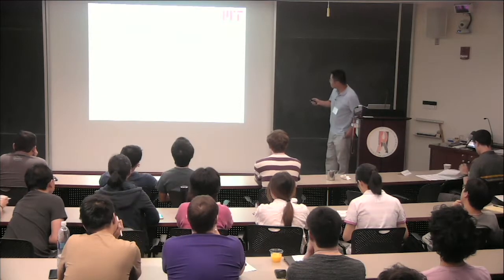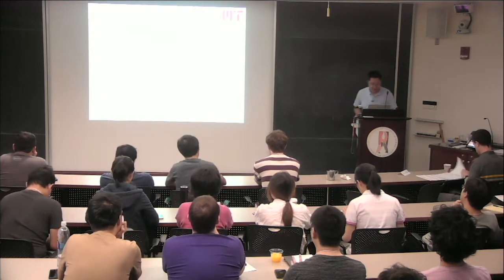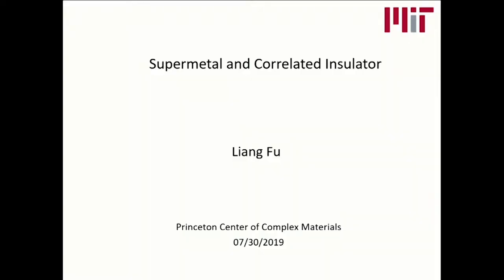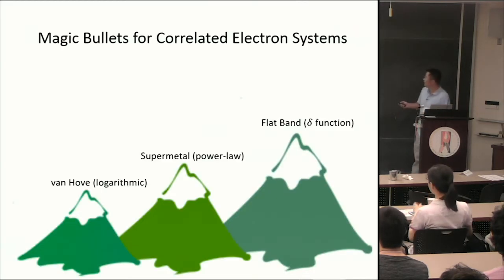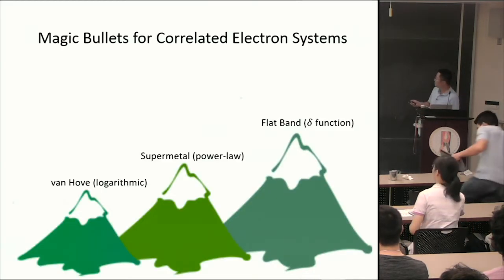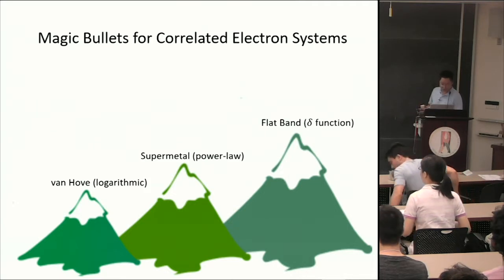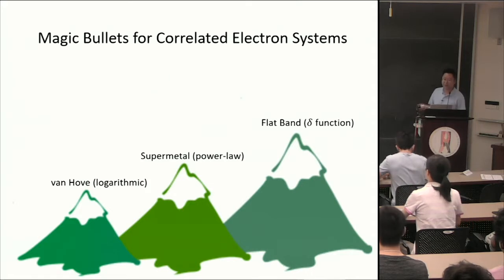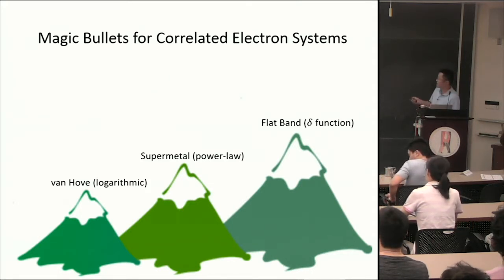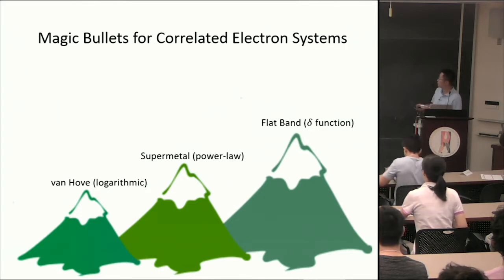Right, so this work on supermetal is motivated by Moiré materials, but it's now evolving into something quite different. It seems to take a life of its own. Now, in the first two lectures, I've described a lot about the magic bullet for topology and quantum geometry, and that magic bullet is the Dirac point. So one can ask, is there some magic bullet for correlated electron systems?